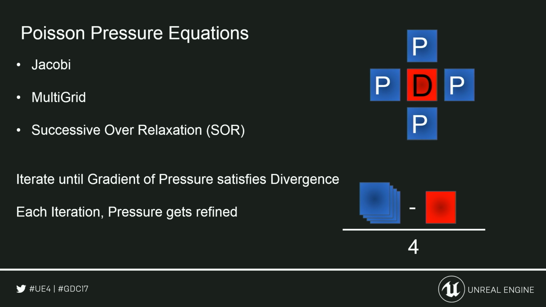By iterating over this, we sample the pressure texture at offsets of 1 pixel. We add up the 4 neighbors, and then we subtract the center divergence value. Then we divide by the number of neighbors, which in this case is just 4. So really that's the 4 blue squares minus the red square, divided by 4. What this does is create a guess at each point for whether this pressure across these pixels satisfies the divergence that we know we've calculated. And at each iteration, the guess gets a little bit better.